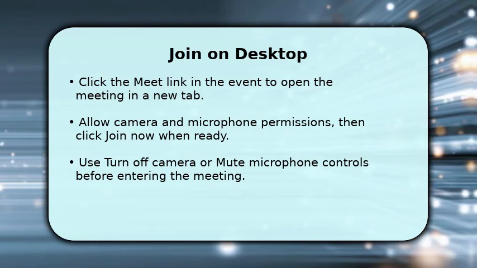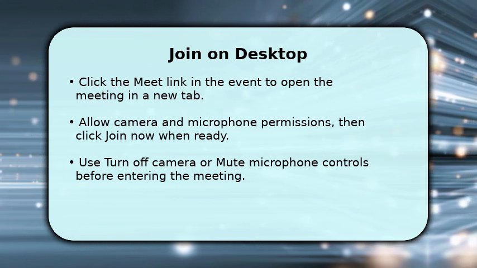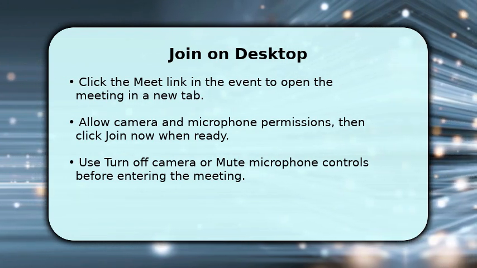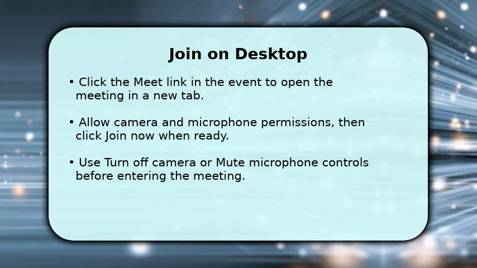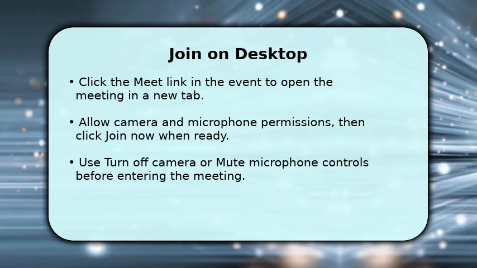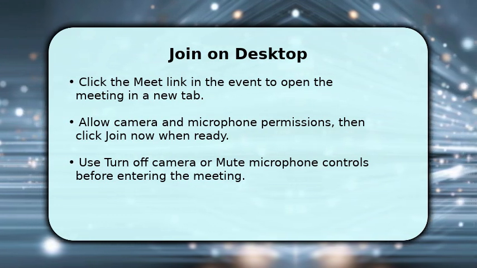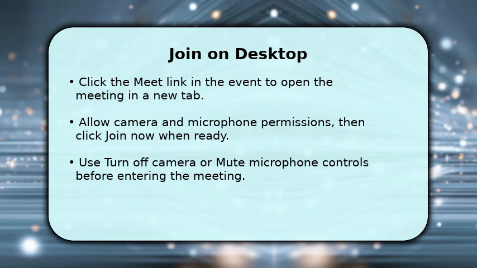Allow your browser to access camera and microphone when prompted by the site. Adjust background, camera angle, and lighting while previewing before you join. Click Turn Off Camera or Mute Microphone to control what others see and hear. Press Join now to enter the meeting room and wait for the organizer or other participants if necessary.